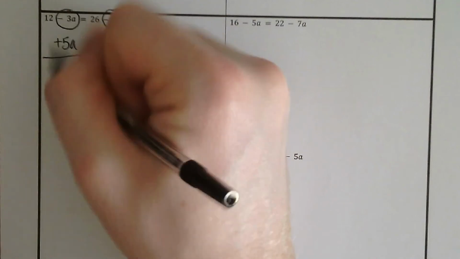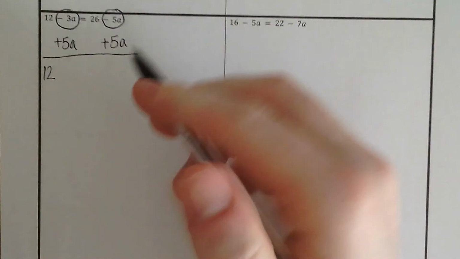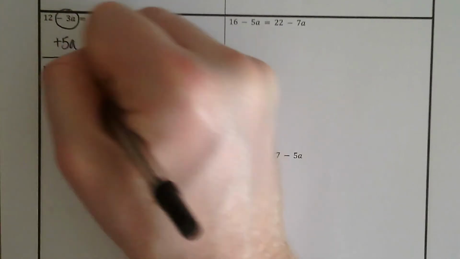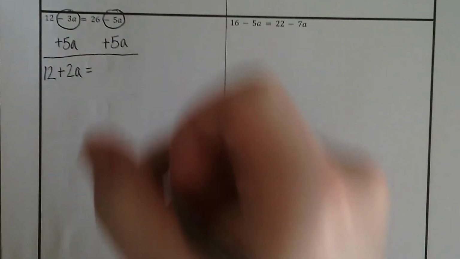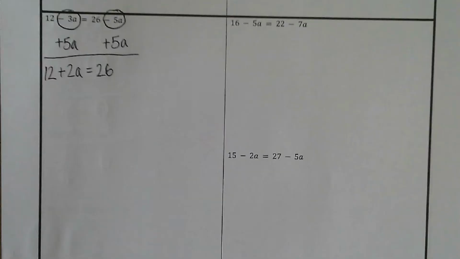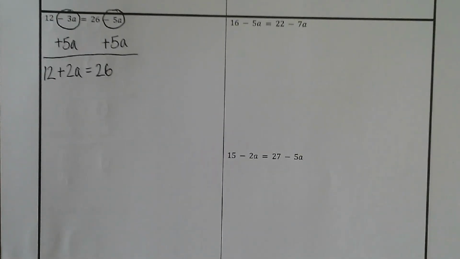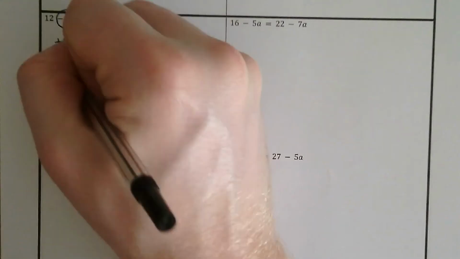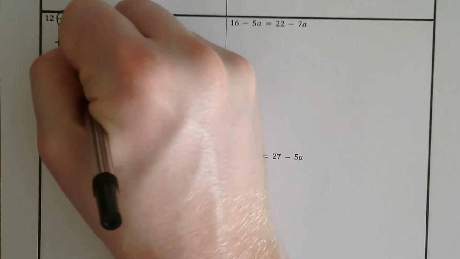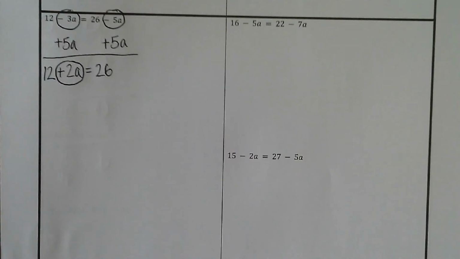The 12 will drop down. Minus 3a add 5a is positive 2a. The equal sign drops down. 26 drops down, and the minus 5a plus 5a cancel each other out. Now we need to isolate the term that contains the variable, so we need to undo this 12.